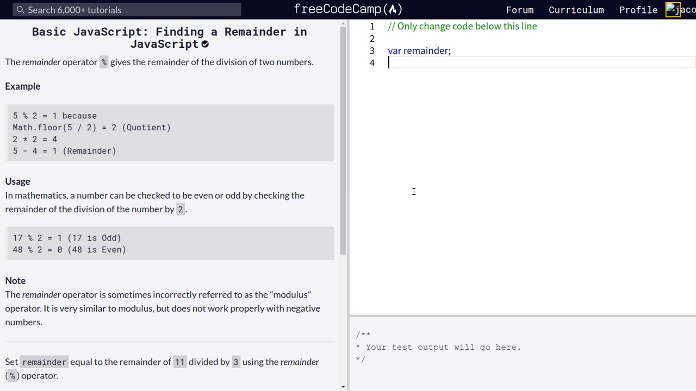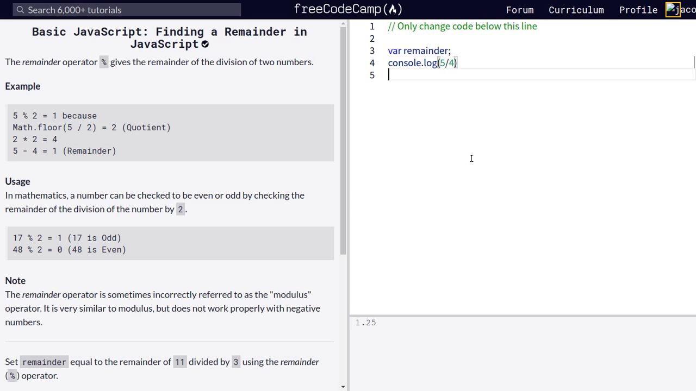Remainder means the number that remains after dividing two numbers. So let's say 5 divided by 4 equals 1.25, and we can say 1 is the quotient, and 0.25 is the remaining number.